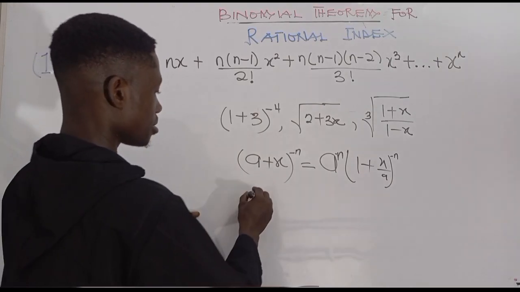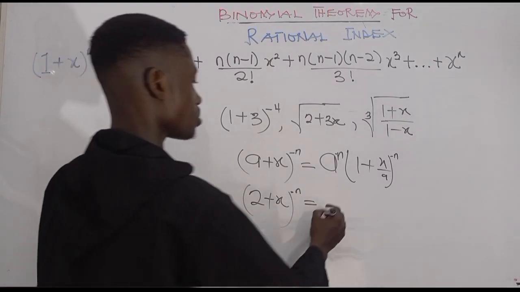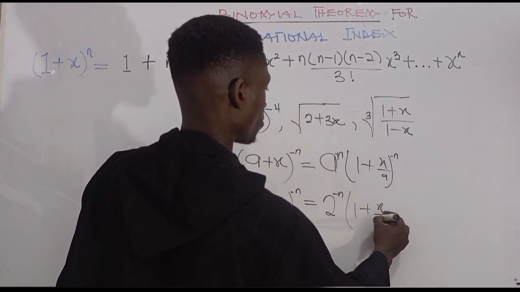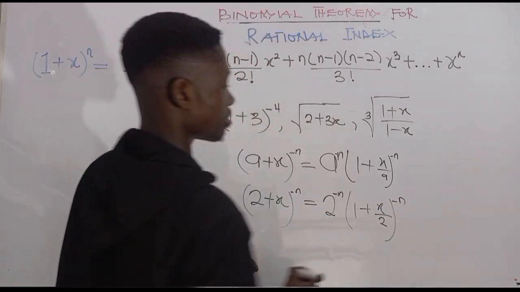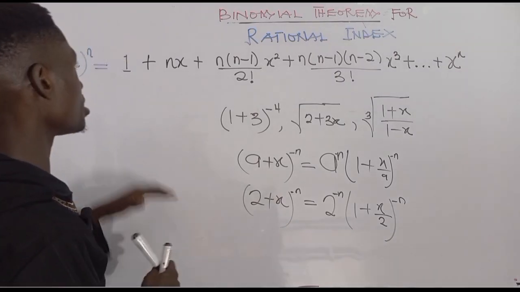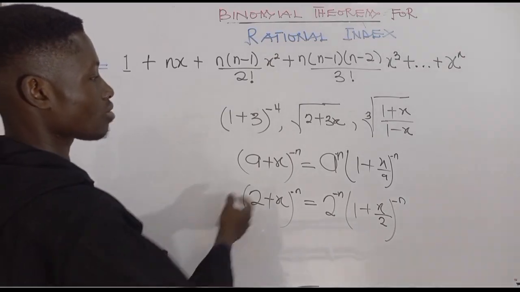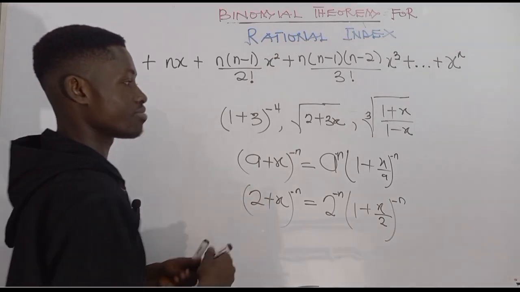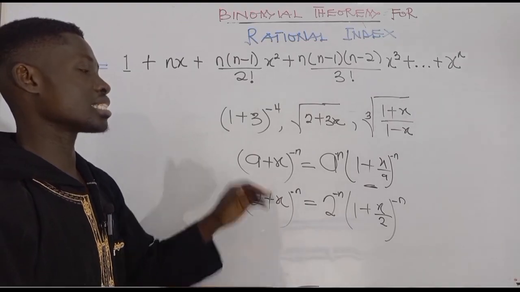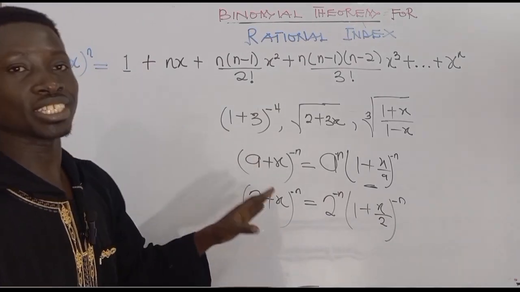So when you have, let's say, 2 plus x raised to the power negative n, it is going to be 2 raised to the power negative n, times 1 plus x all over 2, raised to the power negative n. As I said, it is advisable to make the first term 1 so that we can use this factorial approach. However, the expansion of this is possible without this particular form. But since we are looking at this particular form, we are going to make sure that the first term is 1. So let's take examples and then see how best we can use it.